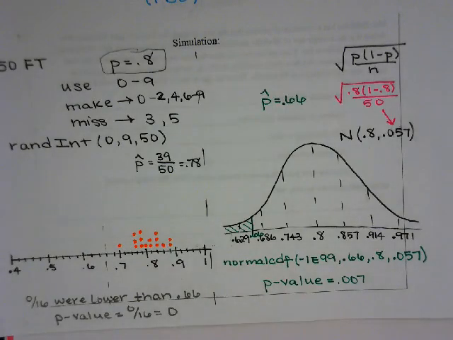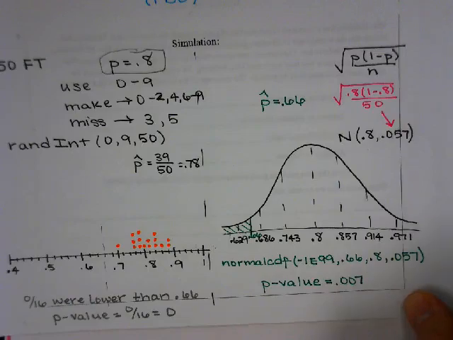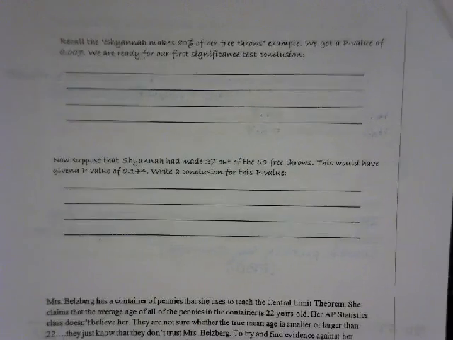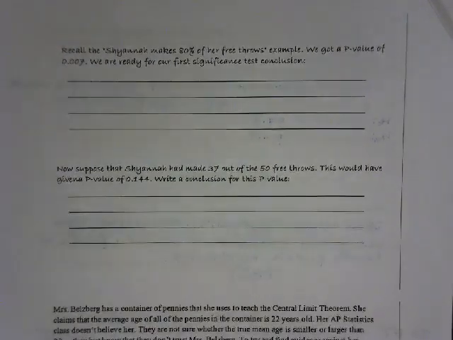All right, so now we get to write a novel. I know, right? I've written it so long. I missed it. All right, so we're going to write our first conclusion. Amazing. With significance tests, we'll have state, plan, do, conclude, just like we did with confidence intervals. This is the conclude part. So going back, Cheyenne says she makes 80% of the free throws. We just got a p-value of 0.007.